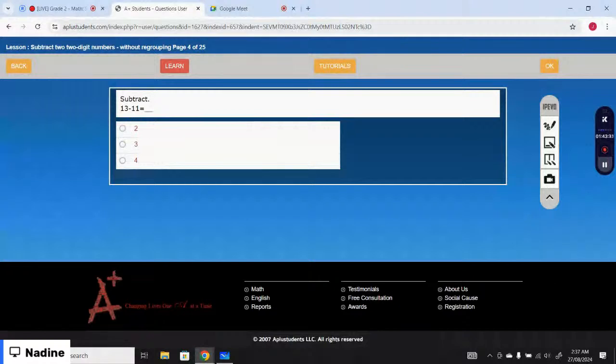13 take away 11, which is the correct option? Yes, 13 take away 11 is 2. Option number 1 is the correct option.